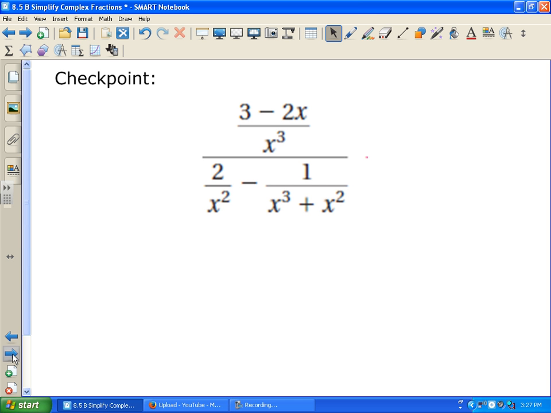Some of you guys will like the second technique, some of you guys not so much. So I've given you a technique that you can be successful on every time here. That's simplify the top, simplify the bottom, then divide them by rewriting and multiplying by the reciprocal. So that technique is the basic technique. I will show you a little bit more advanced technique in class tomorrow.